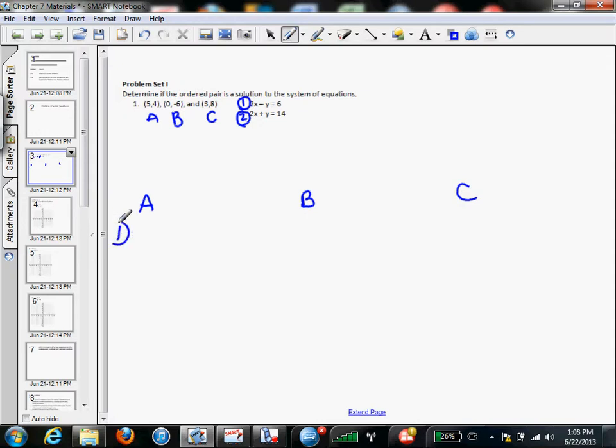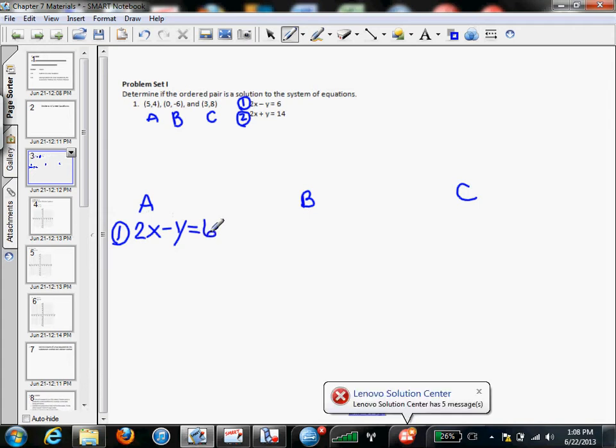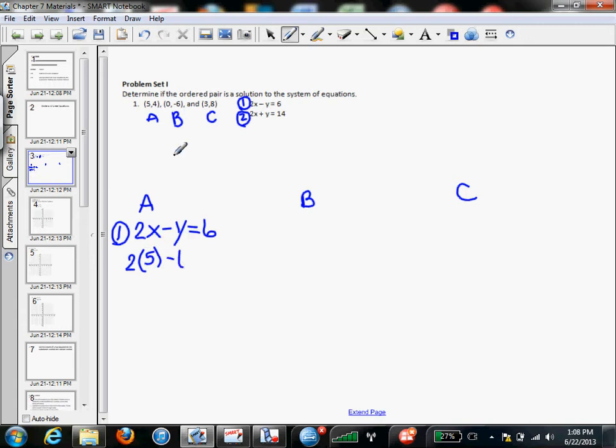So for equation 1, where we see 2x minus y equals 6, what we're going to do is take the coordinates for A, which is 5, 4, and where there's an x we're going to put in a 5, and where there's a y we're going to put in a 4. So when we do that, we'll have 2 times 5 minus the y coordinate, which is 4, equals 6.